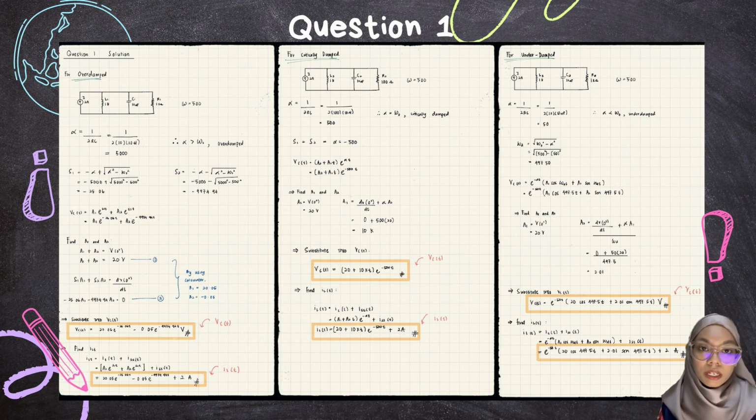And after that, we can find ILT, where the formula for ILT is IT plus ISST, whereby the ISST is the same value, which is 2 ampere. And that's all from me.